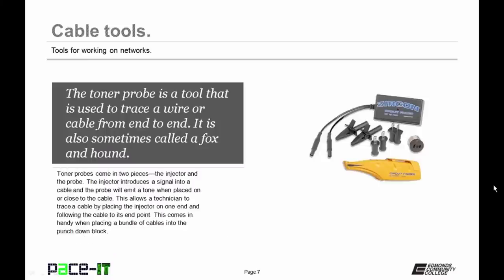The toner probe is a tool that is used to trace a wire or cable from end to end. It is also sometimes called a fox and hound. Toner probes come in two pieces, the injector and the probe. The injector introduces a signal into a cable, and the probe will emit a tone when placed on or close to the cable. This allows a technician to trace a cable by placing the injector on one end and following the cable to its endpoint.